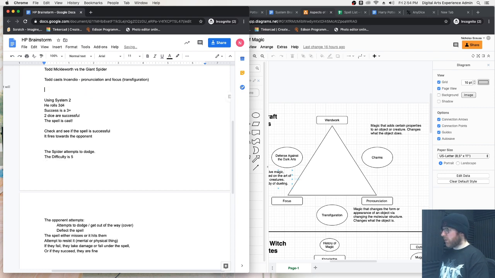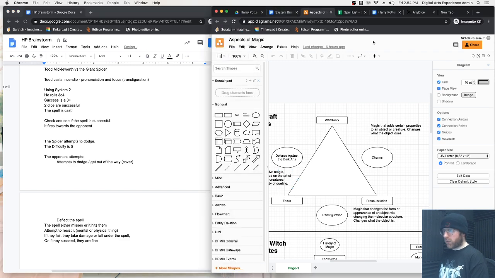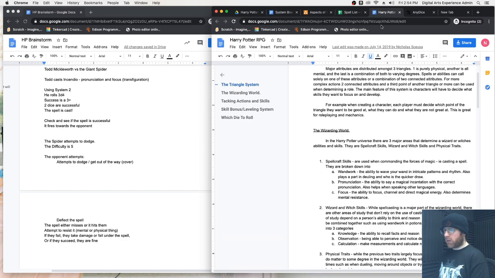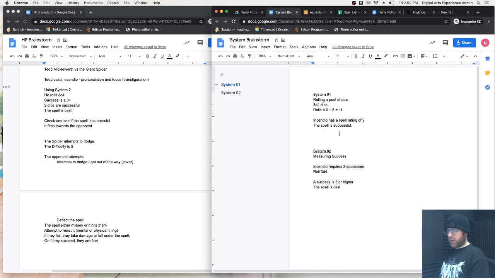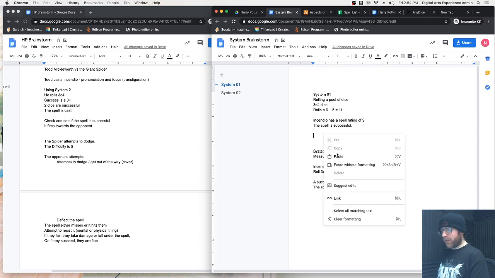Because this is in System 2, I'm going to move that over to... Nope, that's my old notes. Where did this go? Nope. The copy and paste is different!